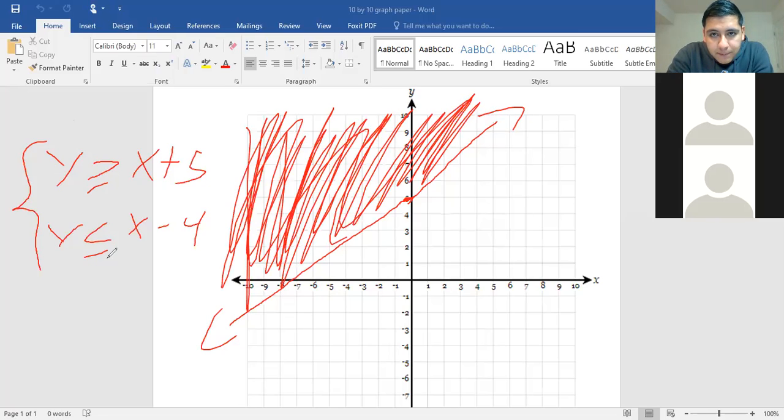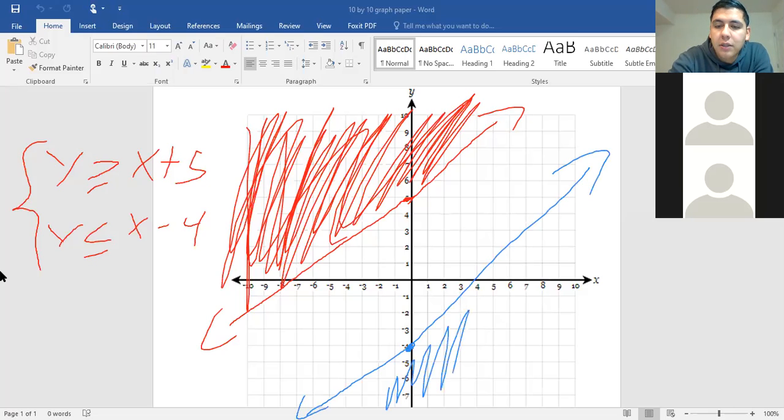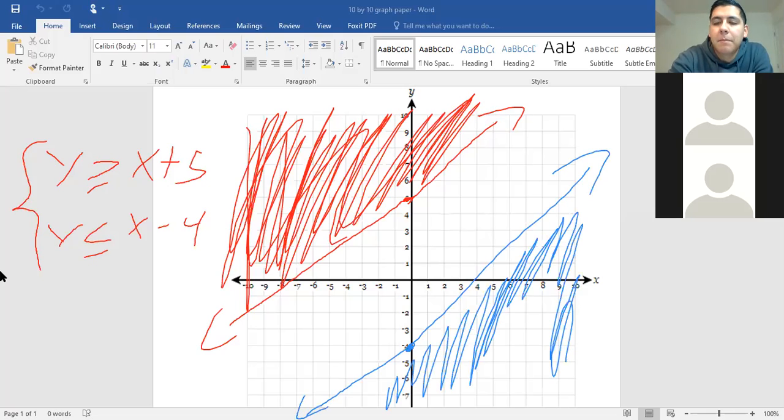Now with the other one, let me do that in a different color. We have -4. The same thing here, it's actually a slope of 1. And what about this one? Where does the shading go? The bottom. This one, the shading goes on the bottom. Yes. Okay.